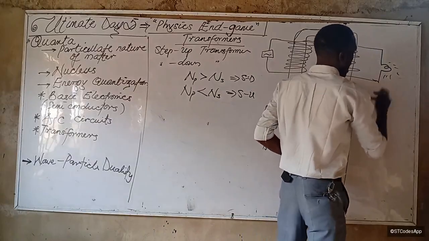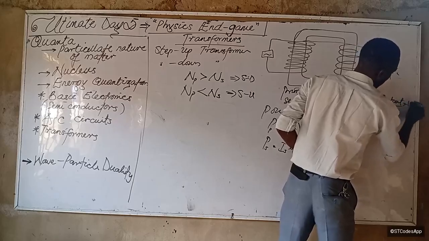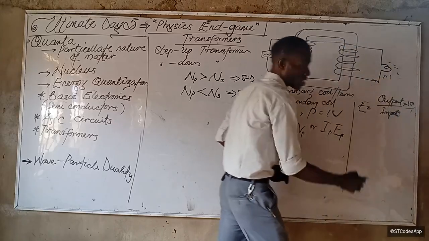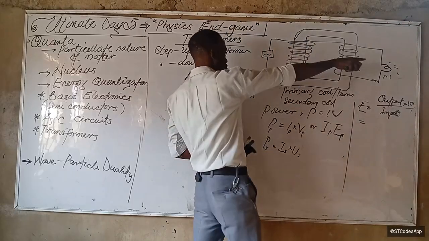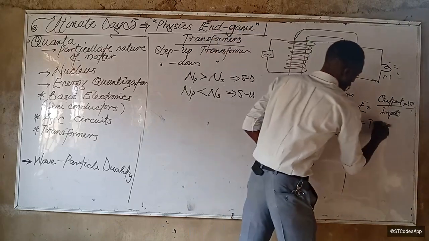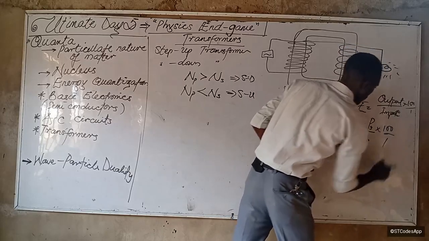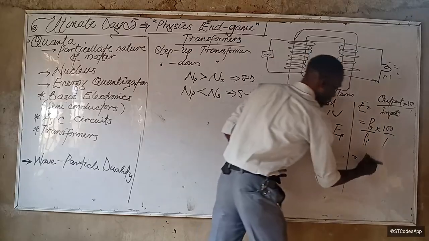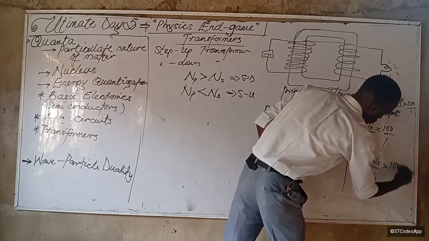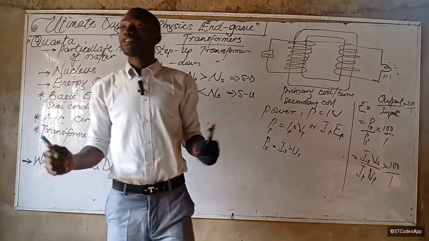What is going to be efficiency? Output over input times 100. So what is our output? Output is the one going to the load, which is the secondary. So we say power P_S over P_P times 100 over 1. So P_S goes I_S V_S over I_P V_P times 100 over 1. Is this clear? So this is the formula for efficiency of a transformer, and we're done with transformer.